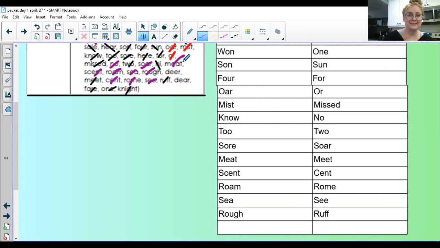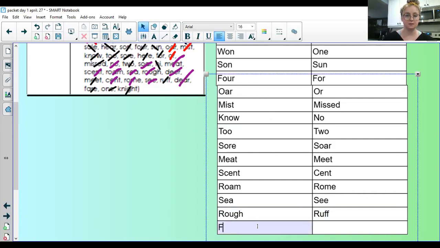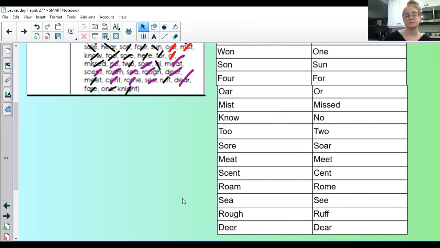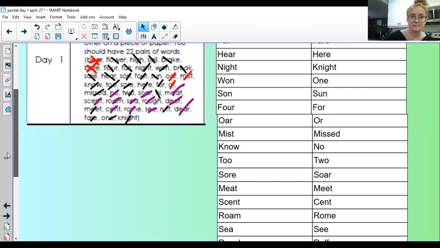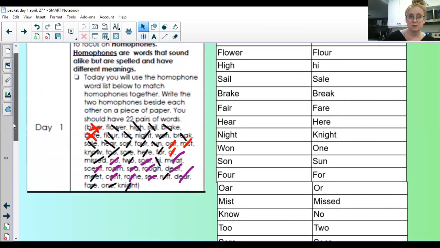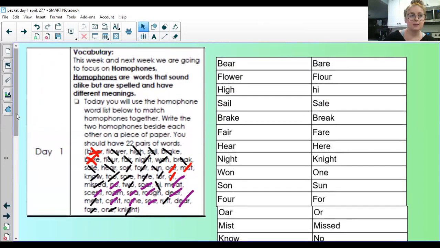Last one is deer and dear. So D-E-E-R is going to be the animal, and D-E-A-R is like how you start a letter. So D-E-E-R is the animal. D-E-A-R is how you start a letter. All right, those are all our homophones. So if you want to pause the screen now to go over them and review, we'll go back up to the top for you. There are our 22 pairs of homophones, so very nice job.